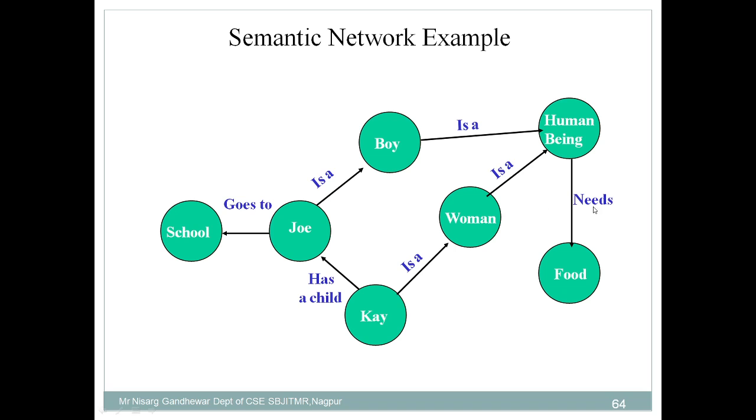So human beings need food, and here we can say K is a woman. Woman is a human being. K has a child, that is Joe. Joe goes to school. Joe is a boy, and boy is a human being. So this is another example of a semantic network. In short, you need to understand that a semantic network is used to represent knowledge graphically, which is not possible in the case of propositional logic and predicate logic.